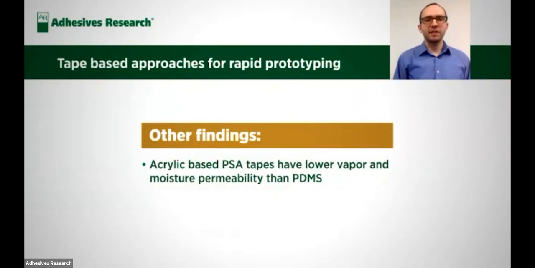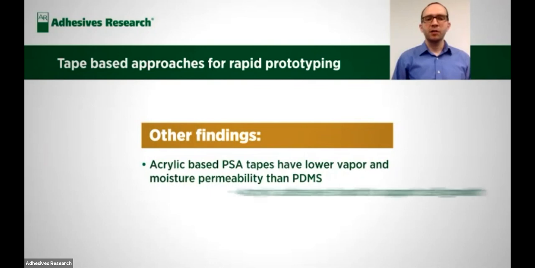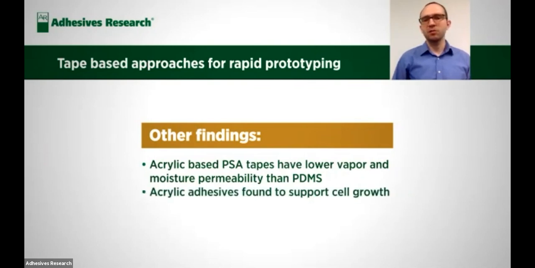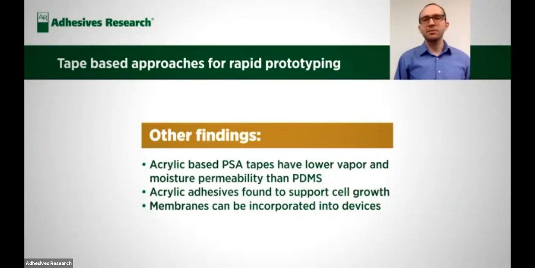Other interesting findings are that acrylic-based PSAs were found to have lower vapor and moisture permeability than PDMS, which for certain applications such as organ cell growth is very important. You don't want to have very high moisture permeability. Acrylic adhesives were also found to support cell growth on their own, which is a problem for other types of materials used in microfluidic devices. And then the membranes and scaffolds can be introduced into the device on their own through the use of the PSA tapes, which allows for the support of organ cells and other types of cell growth.